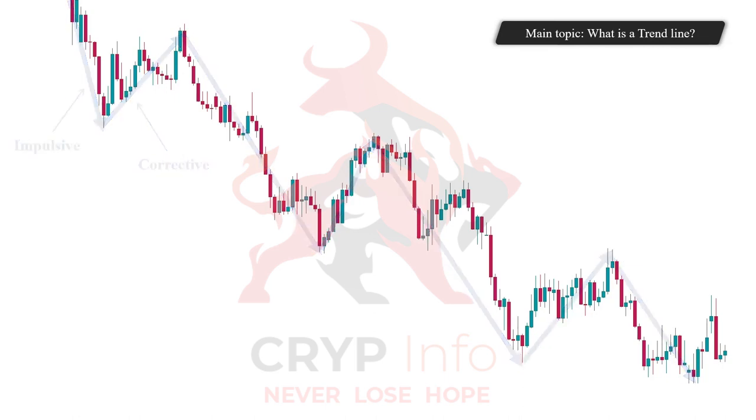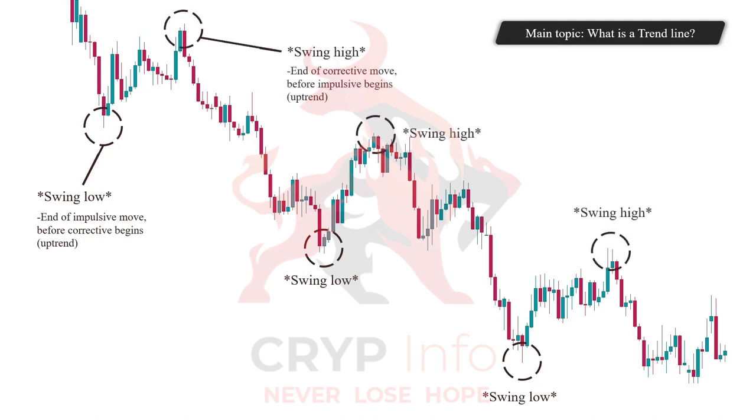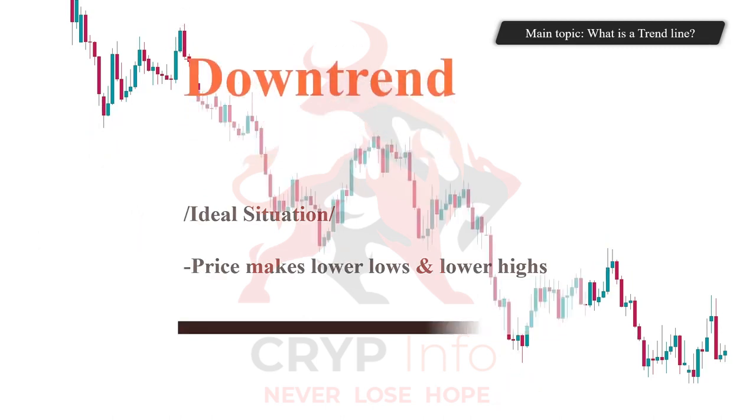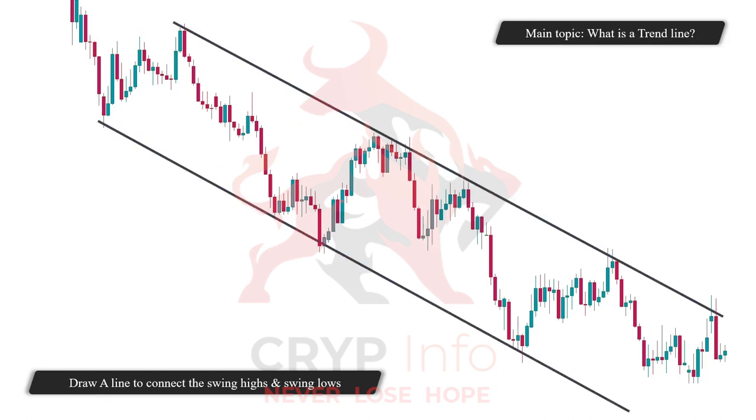At the bottom of each impulsive move, before the corrective begins, this is what we call a swing low. At the top of each corrective move, before the impulsive begins, this is what we call a swing high. So, in a clear downtrend, the price will make lower lows and lower highs. Now a trend line is applied to connect the swing highs along the top and swing lows along the bottom.